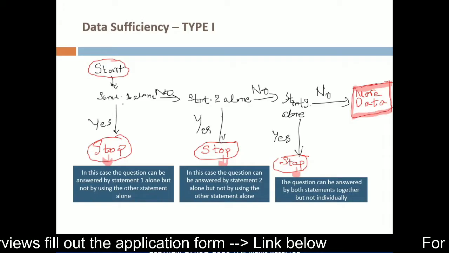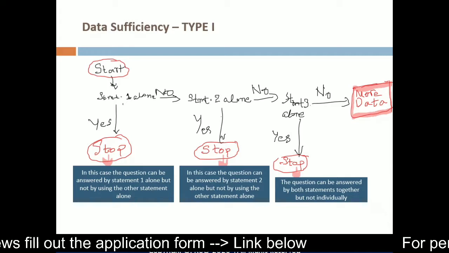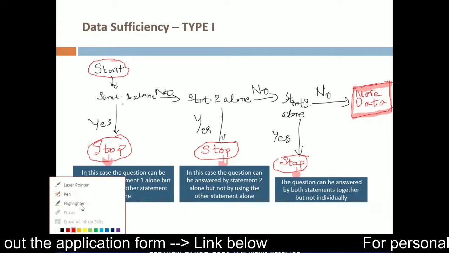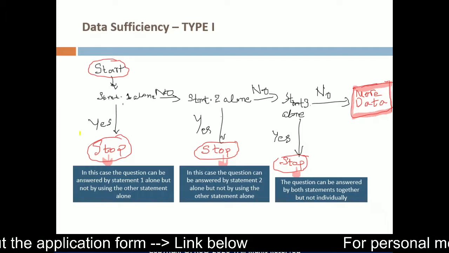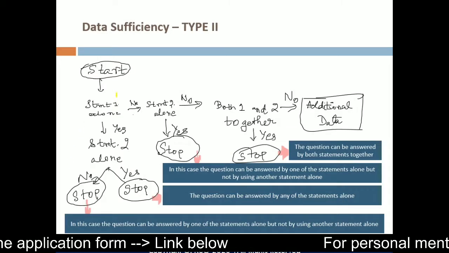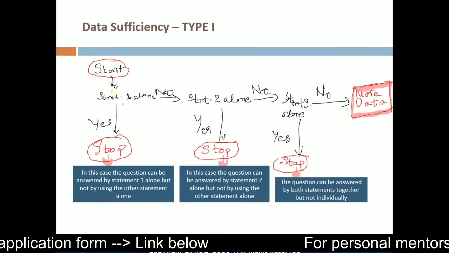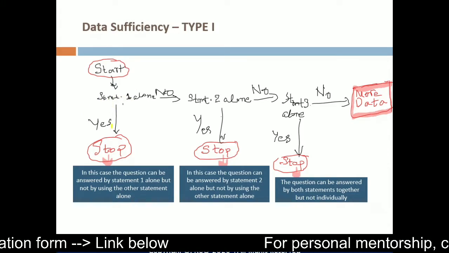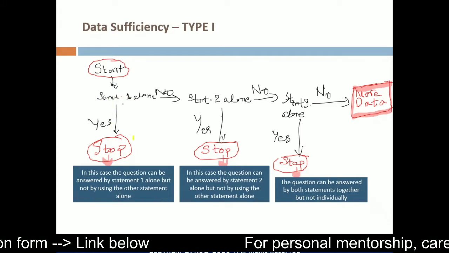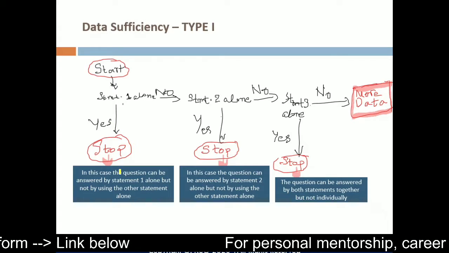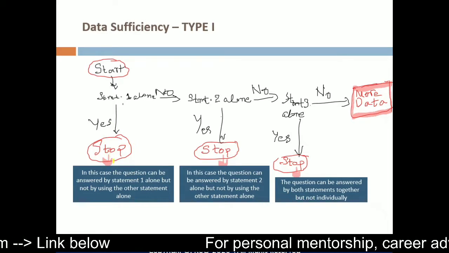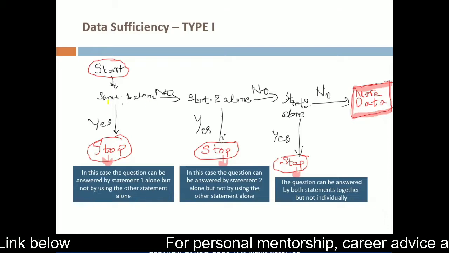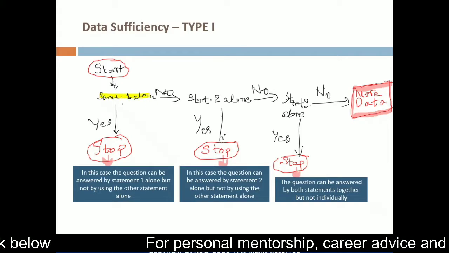Now, the first one is where you start off with a particular problem, and let's use the highlighter here. So here you start off with a problem, and then you look at the particular statement. If statement one alone is sufficient to answer your question, then you just stop over here. In this particular case, the question can be answered by just one statement, statement one. But you do not really need any other statement to be able to answer this question.